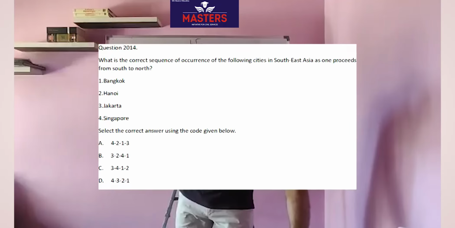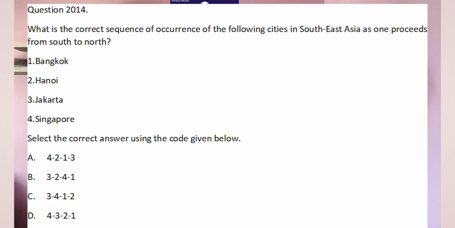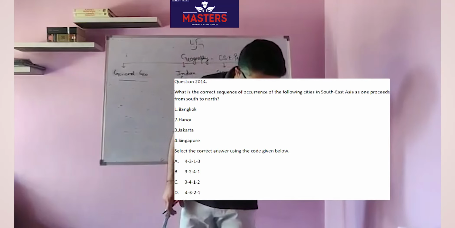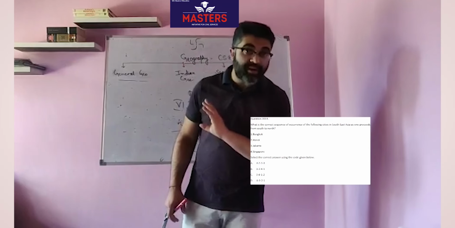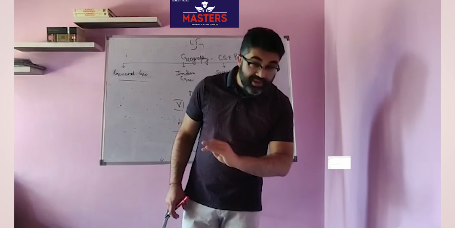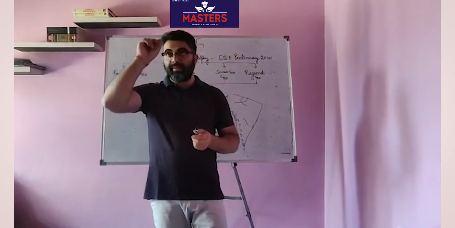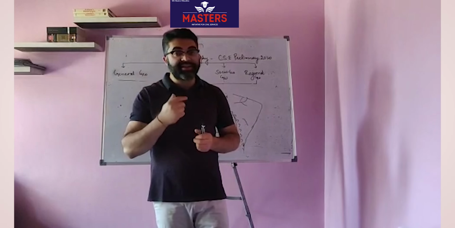Another such question asked: what is the correct sequence of occurrence of the following cities in Southeast Asia as one proceeds from south to north? And the cities are not just any cities, but very important capital cities like Bangkok, Hanoi, Jakarta and Singapore. From south to north. Look at the map, and we can handle this question.